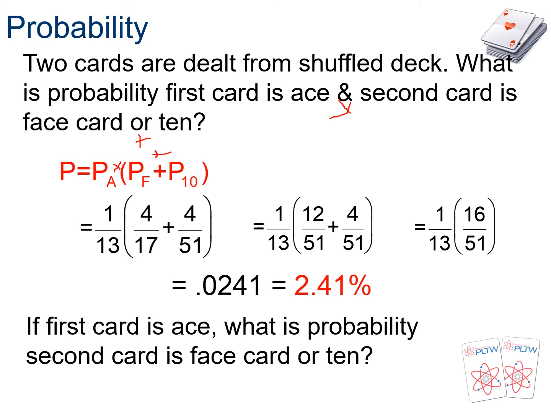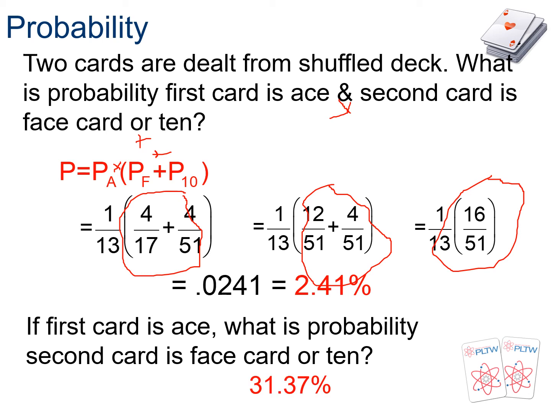Well, what if the first card was an ace? What's the probability of second card being a face card or a 10? Well, basically, that's this one right here, being a face card or a 10 right here. Just this half before we multiply by 1/13, which is basically just 16 over 51. We use our calculator to do the math. 16 over 51 gives us 31.37%.